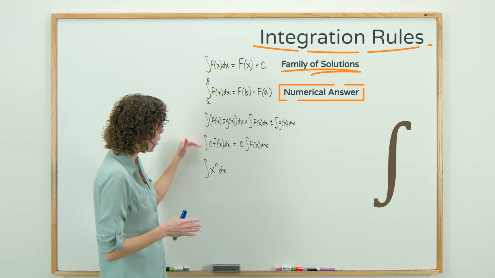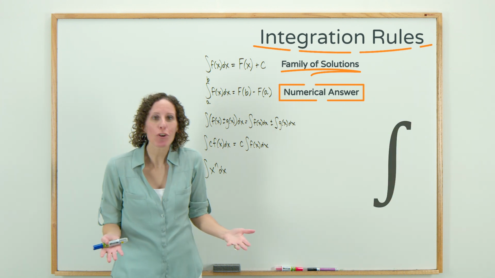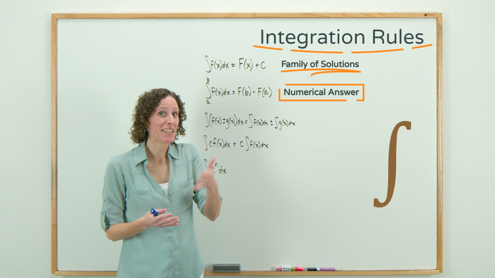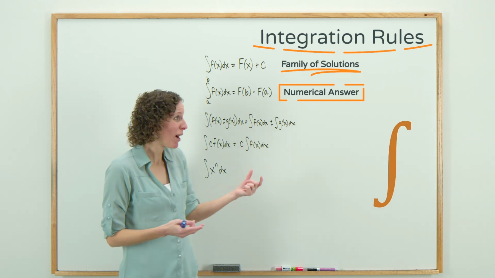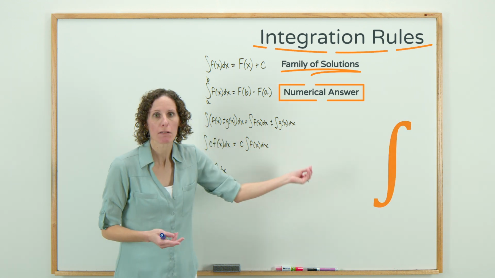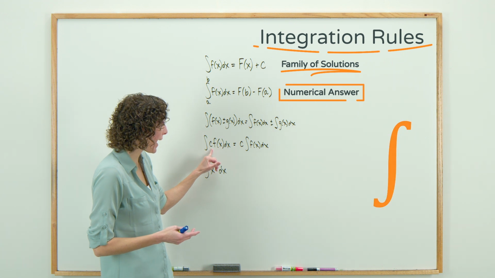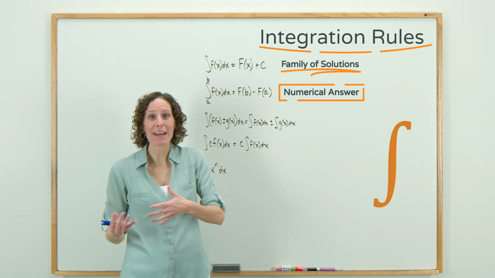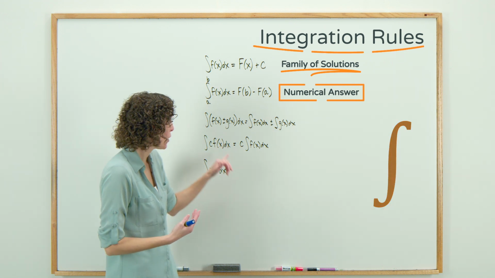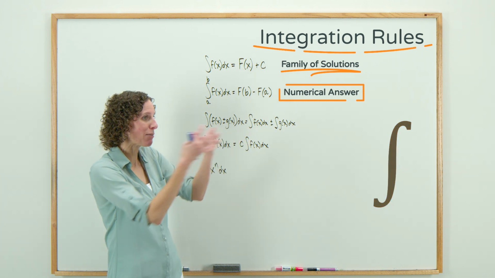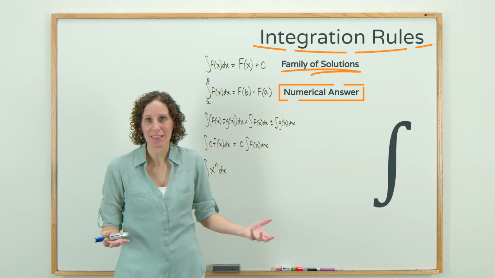Now, there are properties that we are going to learn along the way. We learned that we could take a derivative of each term individually. Well, we can integrate each term individually. We can pull out a constant and multiply by that coefficient at the very last minute. So we can pull out a constant outside the integral and then evaluate at the end.